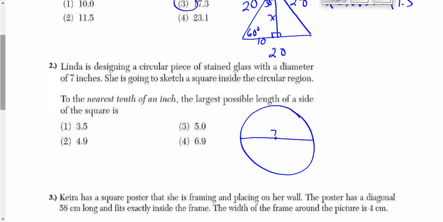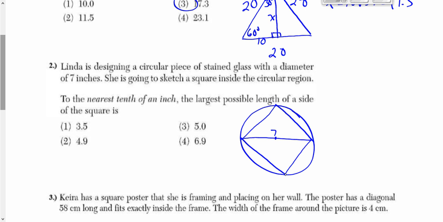Is the diagonal? Right. So the diagonal of the square is the diameter I drew in here. There's lots of things we haven't learned that you have to take your brain to the next level and think about what we did learn and apply it to something else.